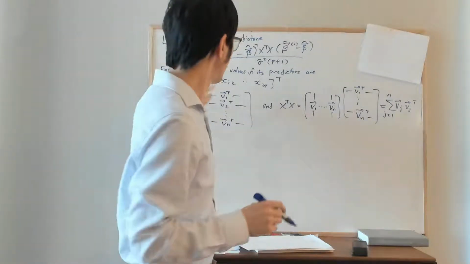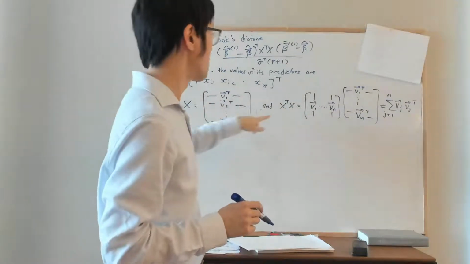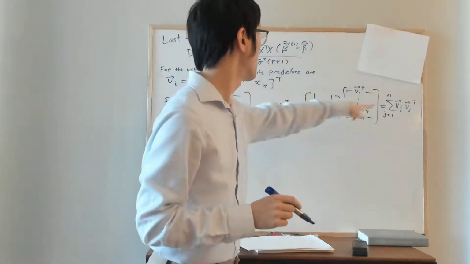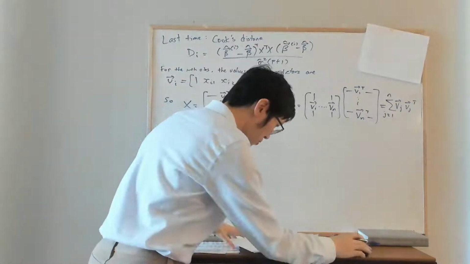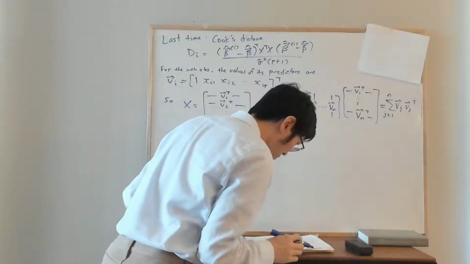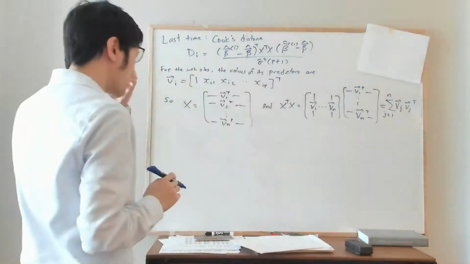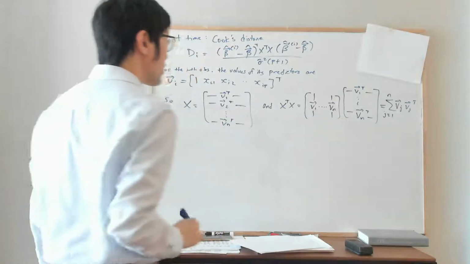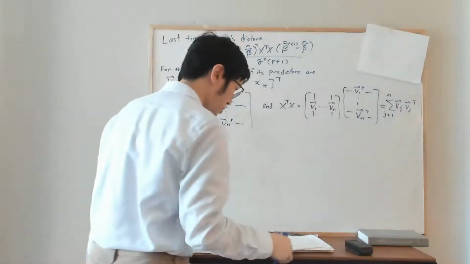Each row is Vi transpose, and then we have that expression for X transpose X in terms of the vectors V. All right, so we have that, and now let's also look at the hat matrix.